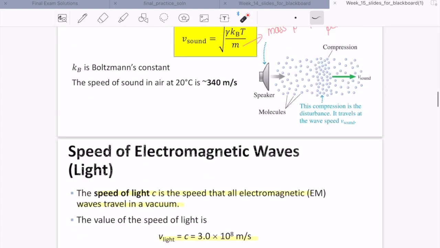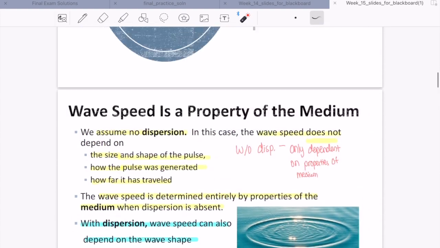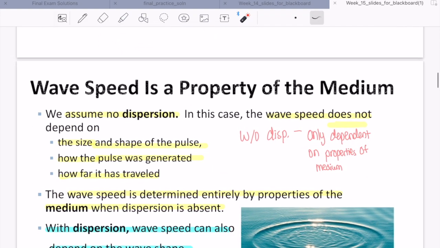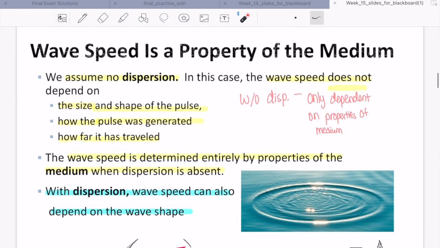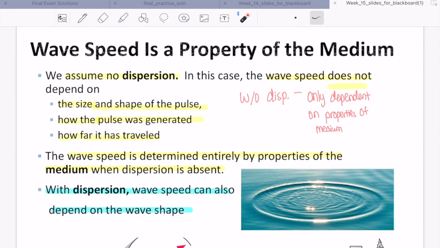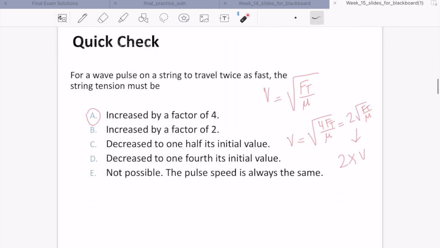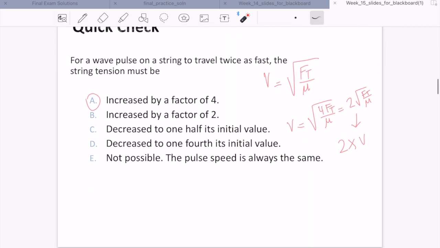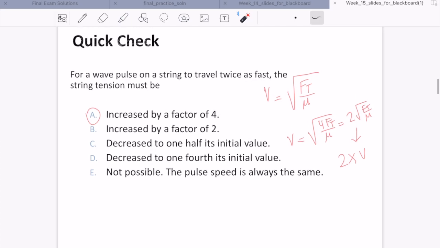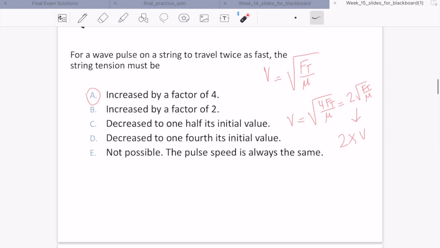I don't think we ever get into the dispersion wave speeds, because with dispersion, it would also be dependent on wave shape, and I don't think that we ever have an example of that. So we're only focused on wave speed when there is no dispersion. I don't think they have a condition with the dispersion in it, so I'd just be worried about without dispersion.